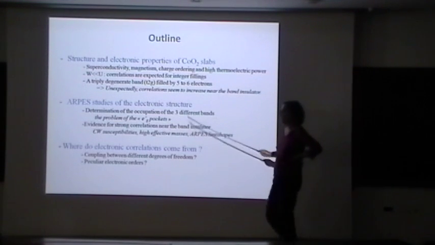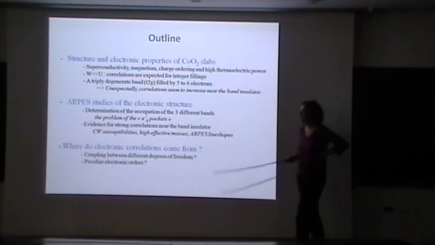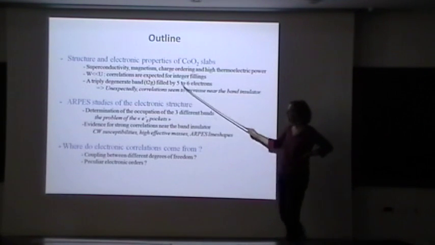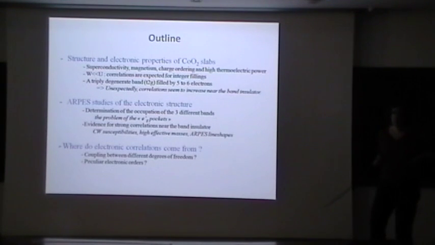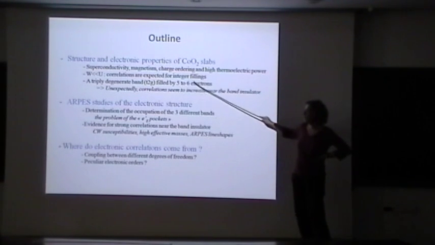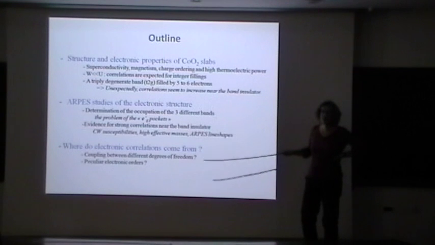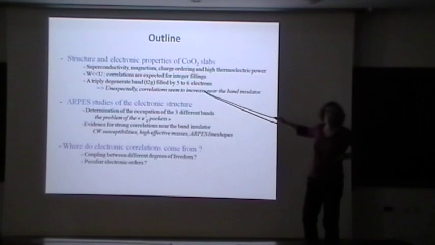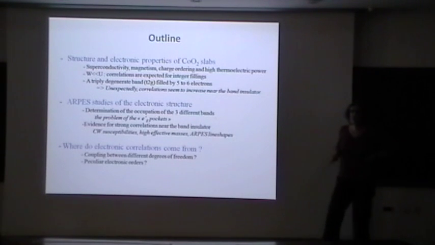Basically, here you have a t2g band where you can put 5 to 6 electrons, so it's a narrow band. You expect some correlation near these integer fillings. What is surprising in these materials is that if you look at the different properties as a function of this band filling, it seems that the correlations increase when you get to the point where the band is almost completely filled. That's a little bit counterintuitive, and that's really the thing I will try to discuss: why you have correlation in this limit, how they change with doping, and so on.